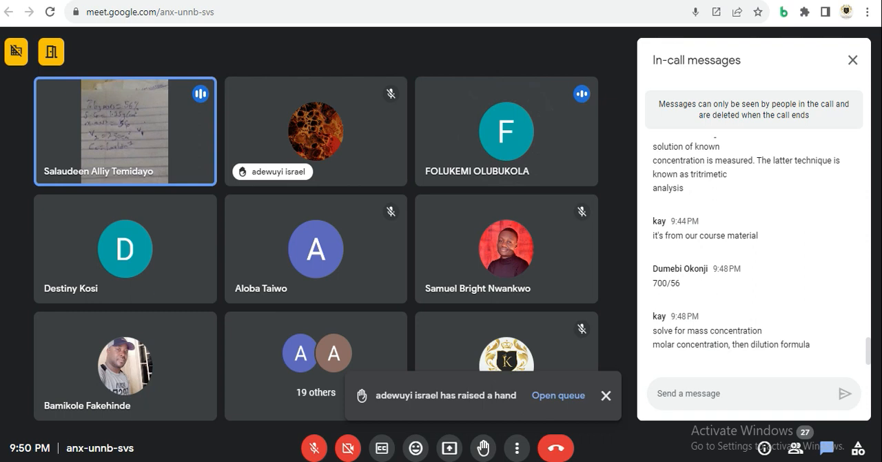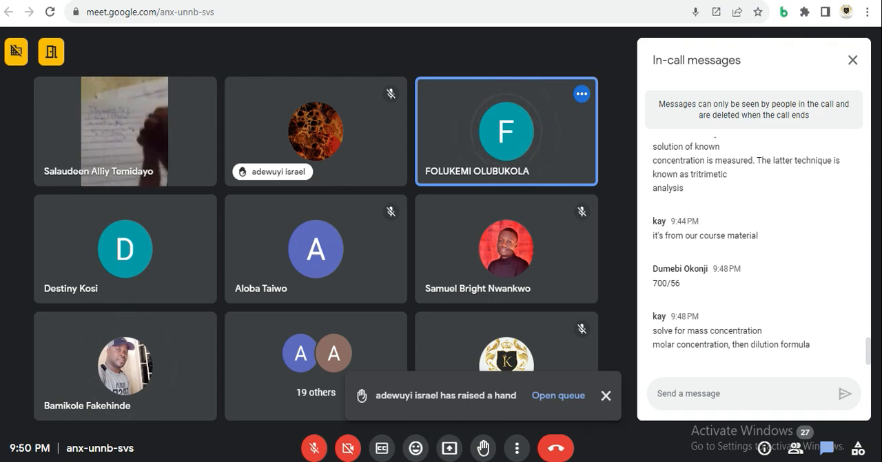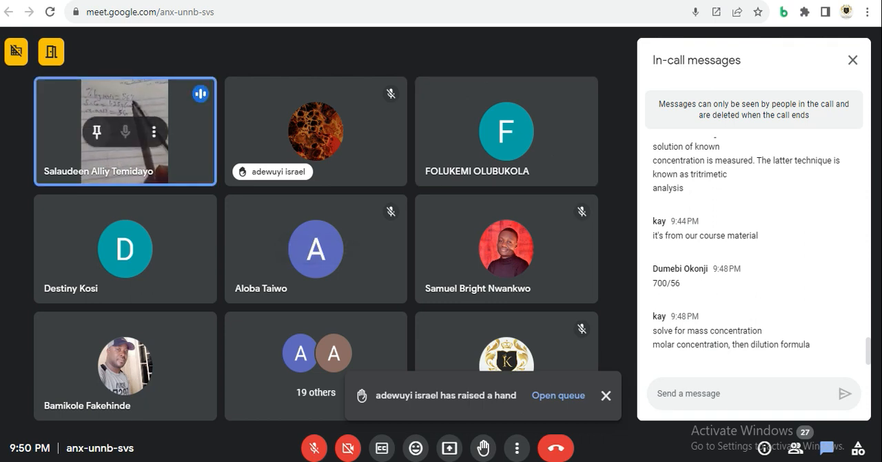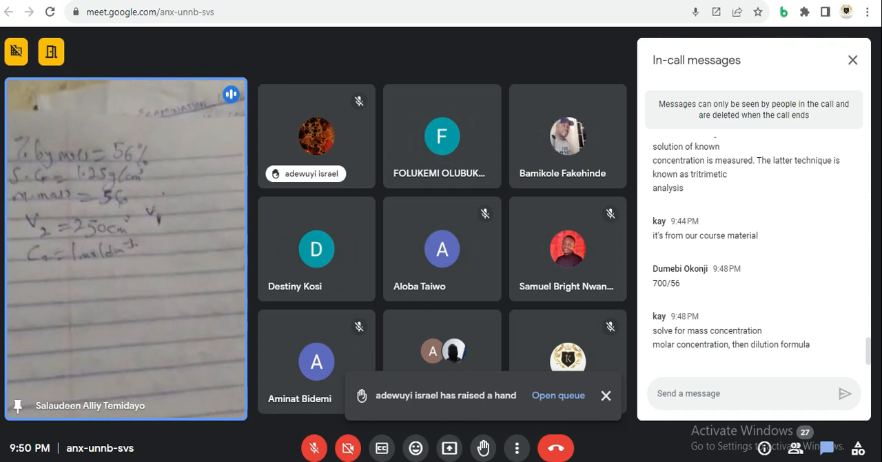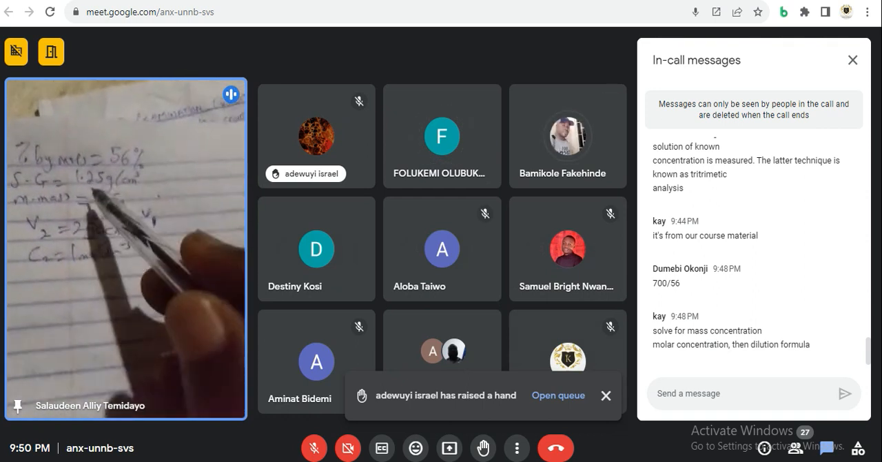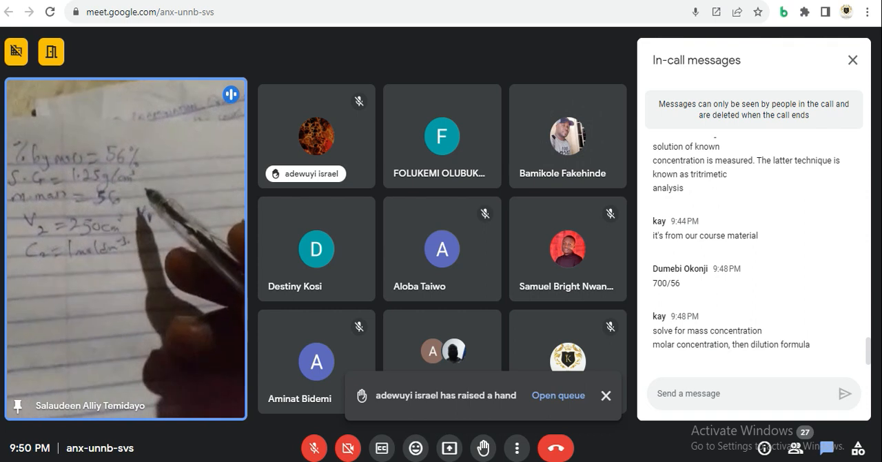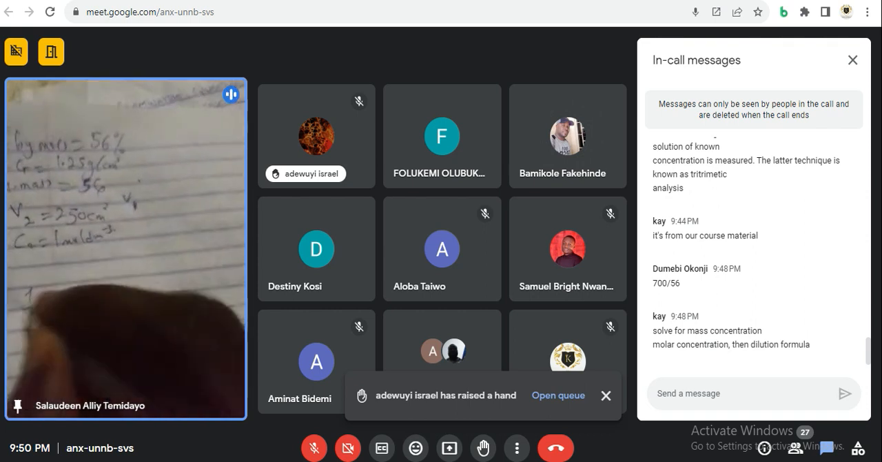These are the parameters I have. Are we seeing it? Mm-hmm. This thing now, the percentage by mass is 56%. So that means it is 56 grams out of 100 grams, right? Okay. So the specific gravity is 1.25 grams per cm cube.